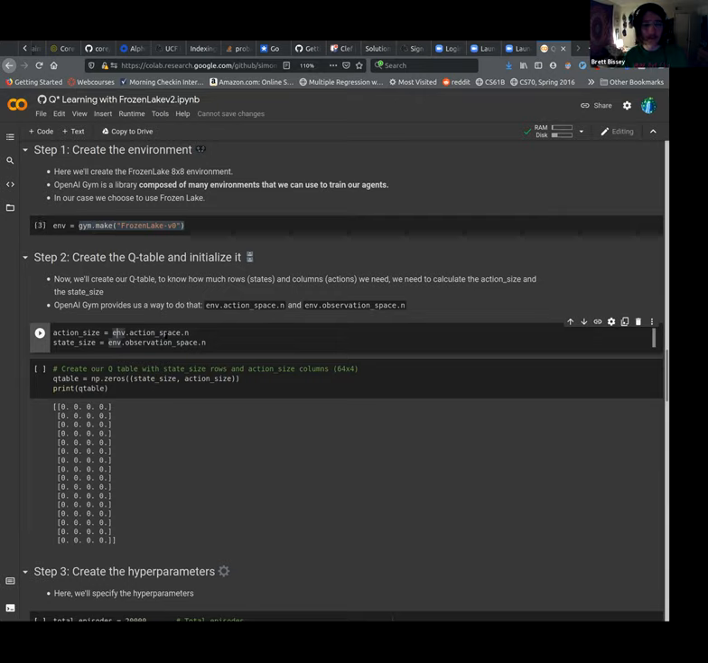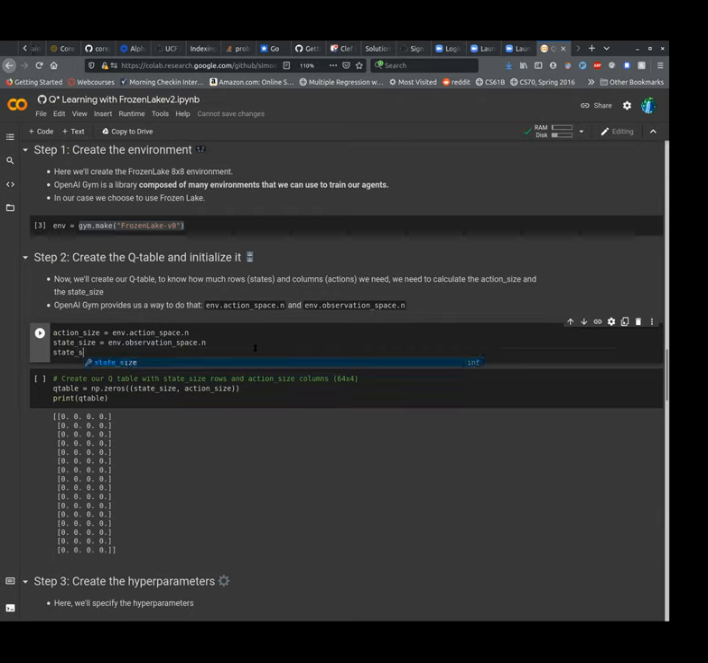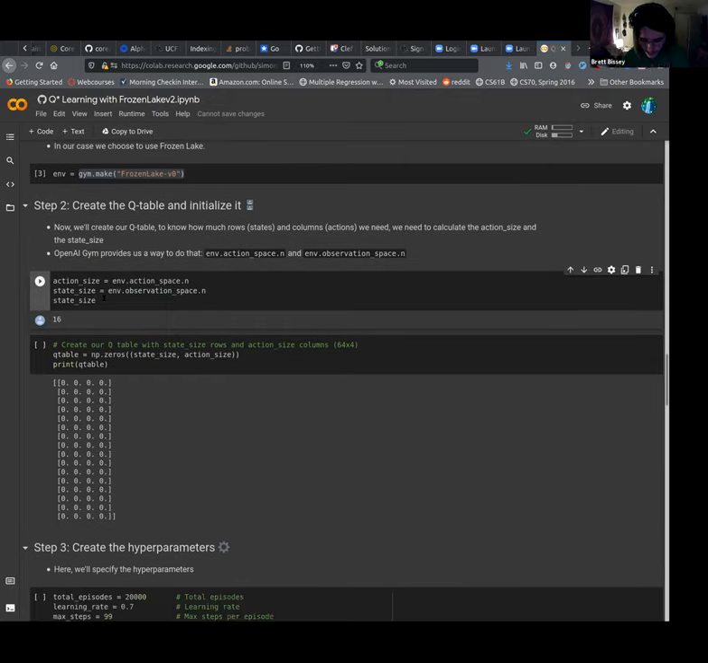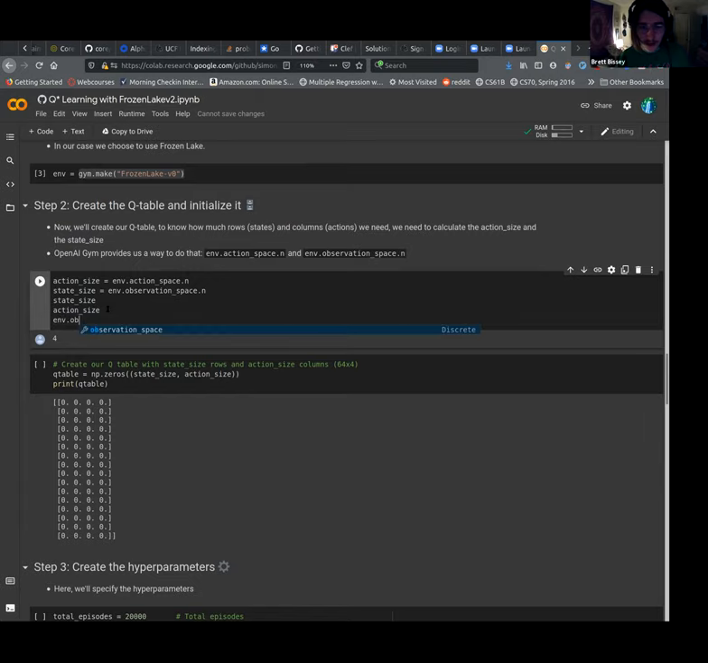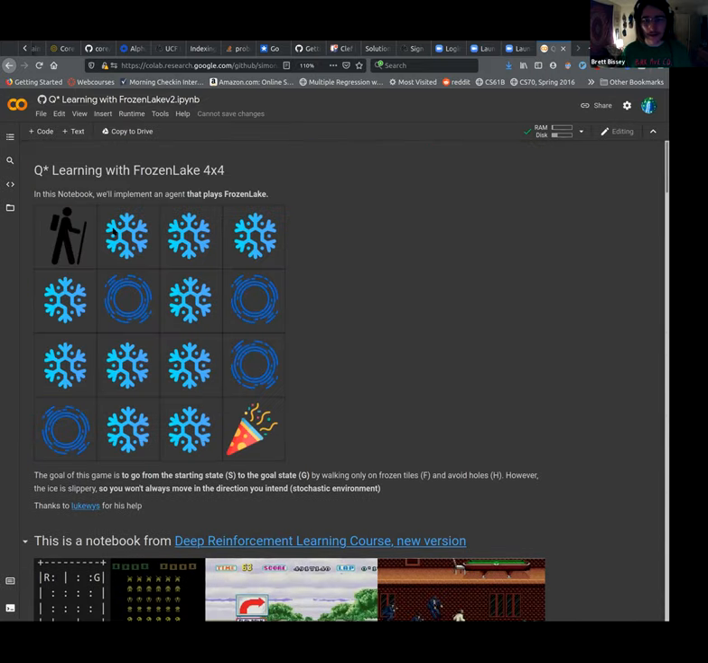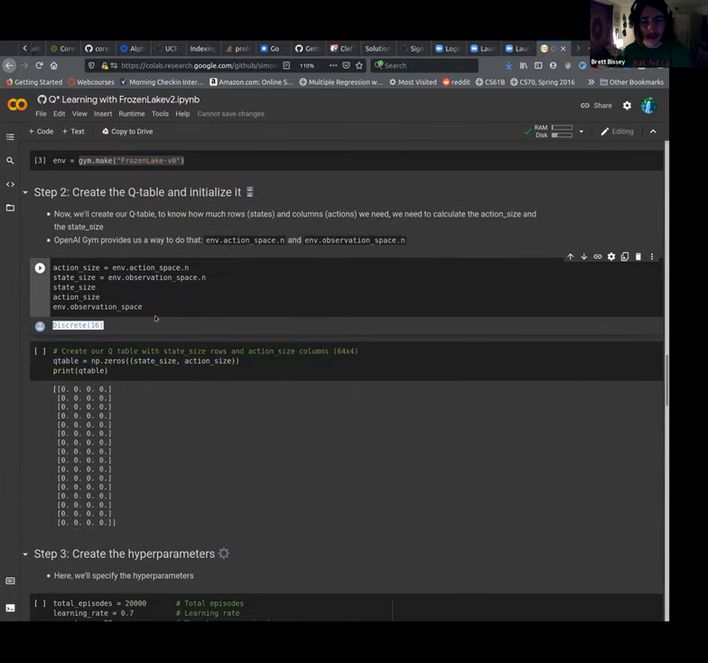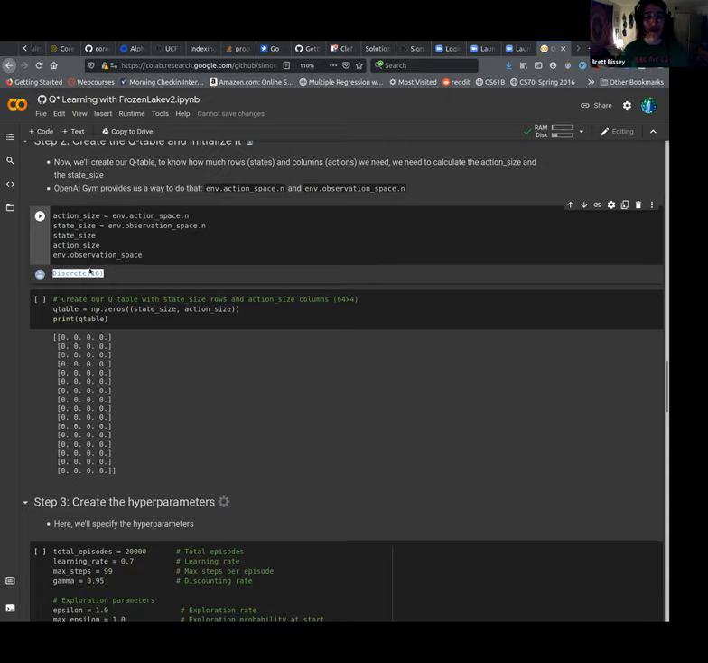Each environment that's made using Gym will have an action space parameter and an observation space parameter. These will have their own n, which is how many actions are in the action space. Let's see the observation space, and our action size, I think it's going to be 4. Yeah, the observation space is saying there are 16 discrete spaces that you can be at, and that's a 4x4 grid. You're moving to those spaces up, down, left, right. Those are your four actions.